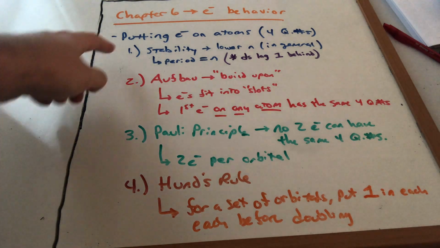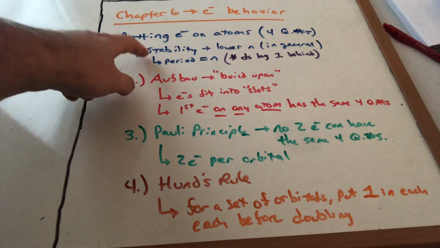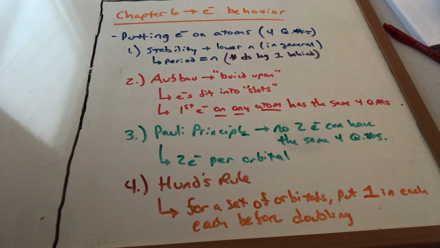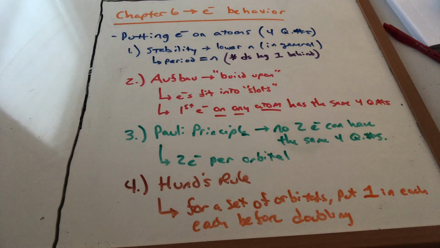The first rule that we use is called stability. Essentially, with stability, the lower the energy, the better. In general, electrons like to be at low energies. Now, we know from the last video that only certain energies are allowed, but no matter what, the electron is going to try to get to those lower energy situations. In general, that means a lower n, because remember, n is the quantum number associated with energy.